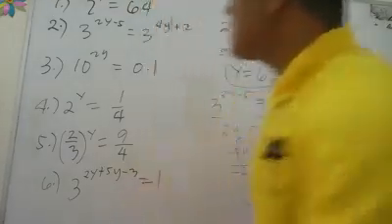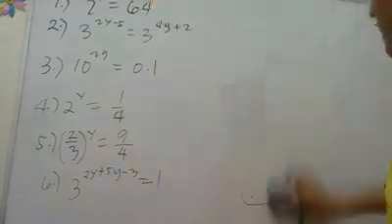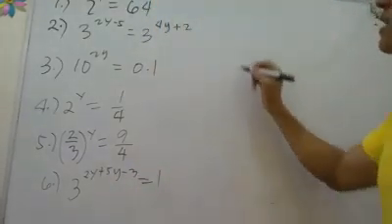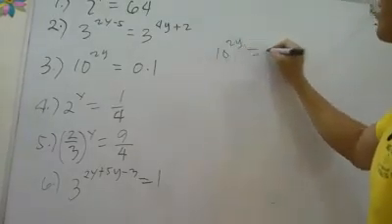There you go. Next, number 3. We have 10 raised to 2y is equal to 0.1.